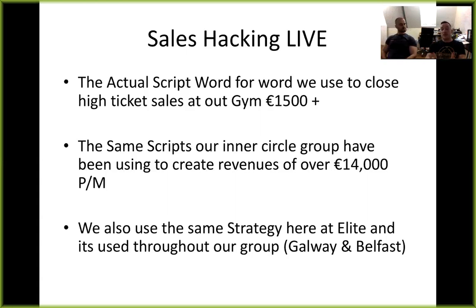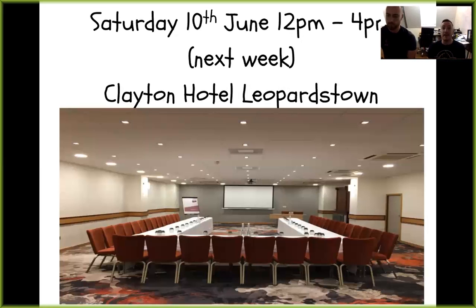And there's probably people watching this webinar going, you're making 14K a month? Yeah, and this is the thing. He's making 14K a month, but his actual potential is more like 40K a month. But his problem is he's got great scripts and he just isn't managing his numbers as effectively as he should. But when he does, he will be hitting 40K a month, won't he? Yeah. And this is also the same strategy we use here at Elite. And it's used throughout our group, Galway, Belfast, the whole lot, for selling the Elite courses, the same strategies. So that's going to be Saturday, 10th of June, 12 to 4. That's next week, next Saturday, at the Clayton Hotel in Leopardstown.